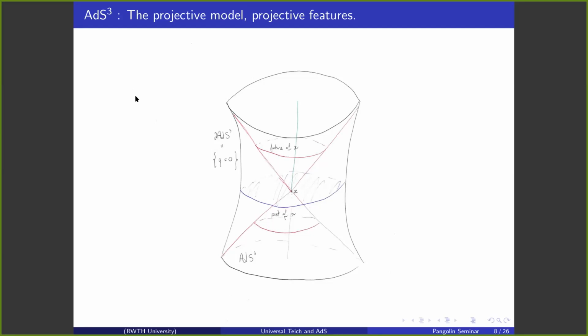ADS3. And ADS3 is the inside of the quadric defined by Q. So if I want to compactify, I should just add the locus, which is the boundary in the projective sense of this inside of a quadric, which is equivalent to saying that I want to put the locus Q equals 0 and add it to the ADS3 space.